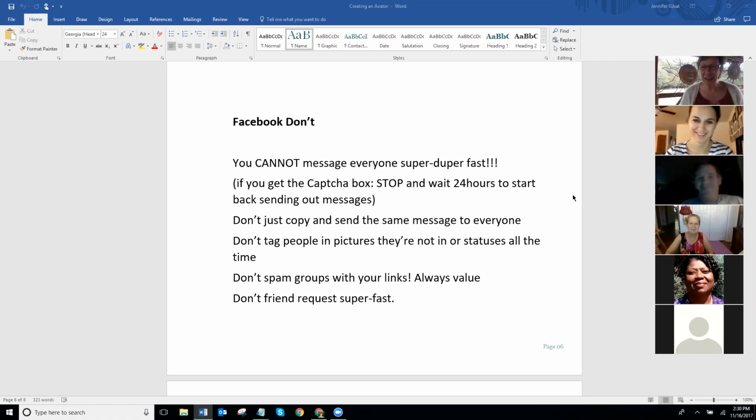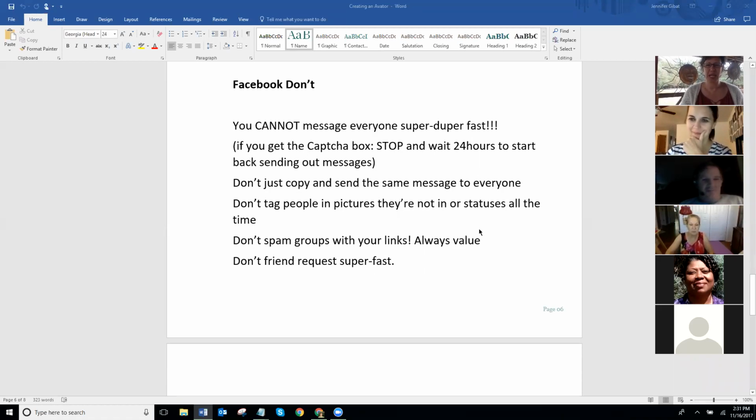Go ahead and put the code in, and then wait for 24 hours. You don't want to end up in Facebook jail, because this is not fun in there. You have to wait 24 hours and then start back again.